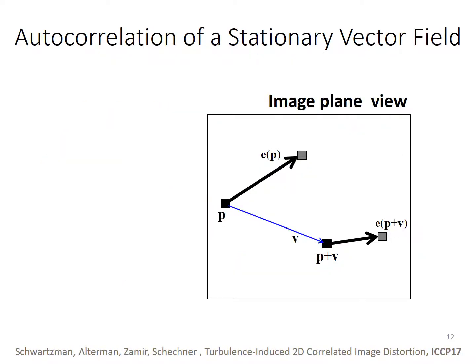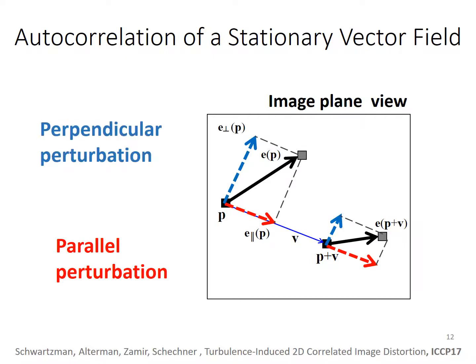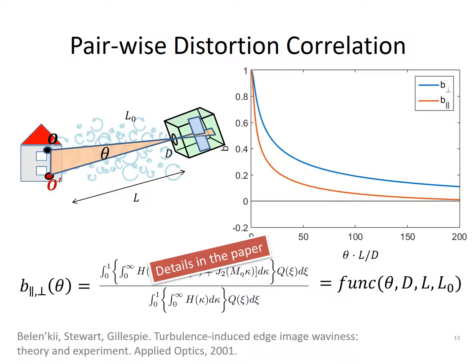In the image plane, these are the perpendicular and parallel distortion projections. In general, the distortion has both parallel and perpendicular components. An expression for the correlation b of theta for both parallel and perpendicular components was theoretically derived and can be computed as shown in this plot. See the paper for details. Note that for a fixed point O, the parallel and perpendicular axes and components are defined depending on another point O'.